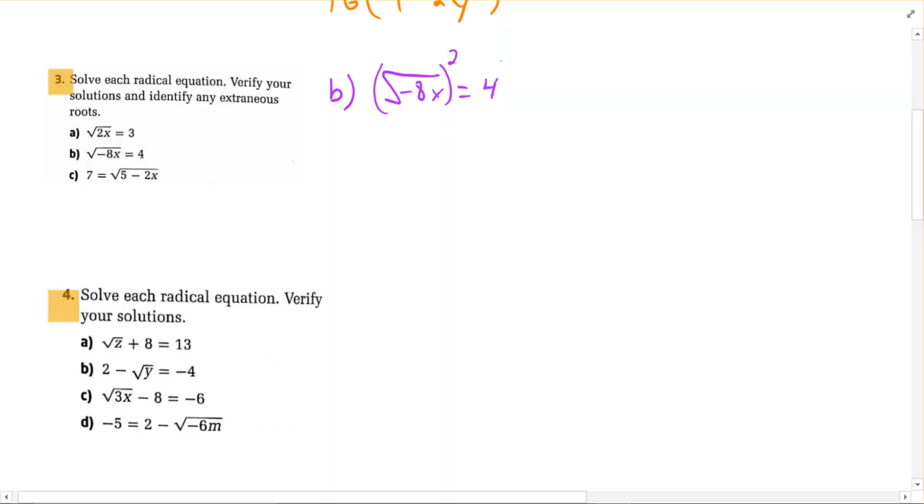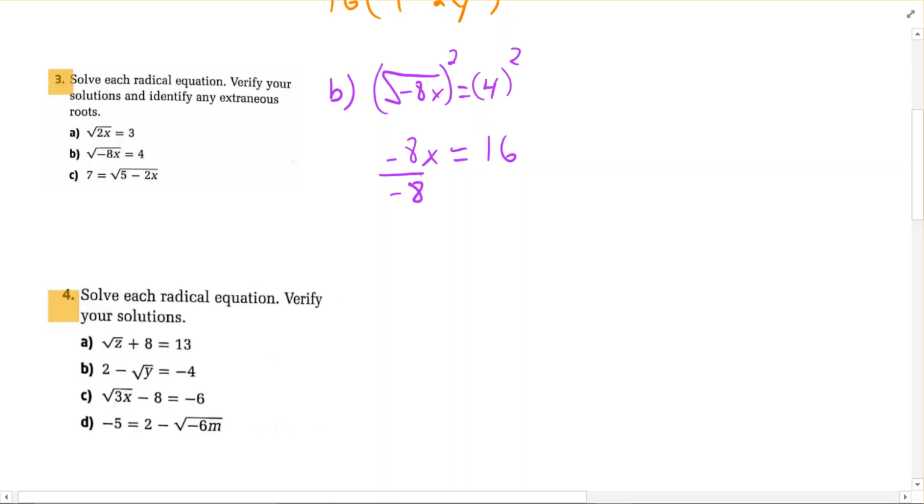But I can't just square one side, I have to square the other. So when I do that, on the left side now, I've just got negative 8x because the square canceled the square root. And that's equal to 4 squared is 16. Okay, x is almost on its own. The only thing we have to do now is divide by negative 8.